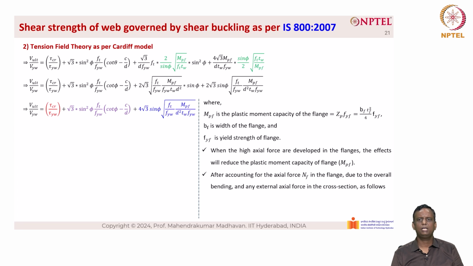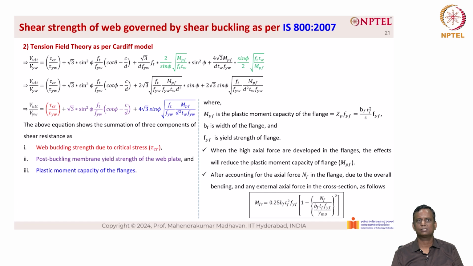So after accounting for the axial force N sub f in the flange due to overall bending and any external axial force in the cross section as follows, we have MFR given as 0.25 Bf into Tf square into Fyf bracket open 1 minus Nf divided by Bf Tf Fyf divided by gamma m naught the whole square. This basically gives the remaining moment that is required to help in the formation of the tension field band, that is for stage 3, as a result of the formation of plastic hinges in the flanges.